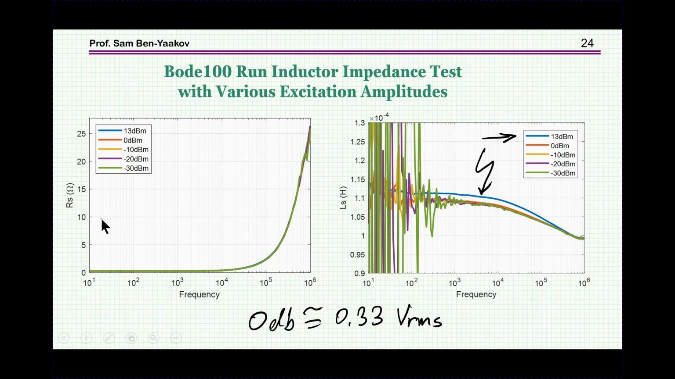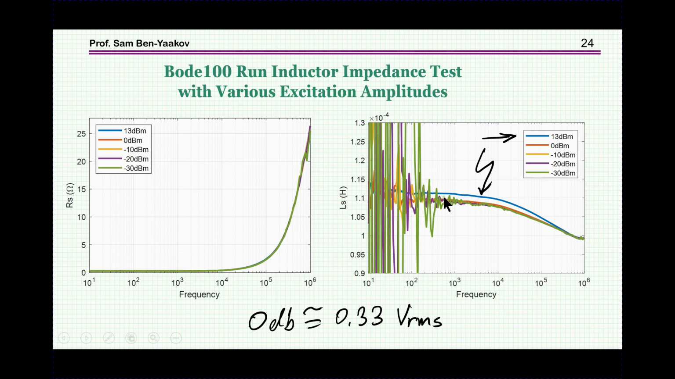So here we have a sequence of the same analysis with different excitation values. Now 0 dB here is about 0.3 volt on the inductor, which is fairly small for the inductor. And we go from minus 30 dB to 13 dB, and we see that it is just about the same. This would imply that what we see here is primarily the copper part and not the core part. So it is probably due to the skin effect and perhaps some of the proximity effect.